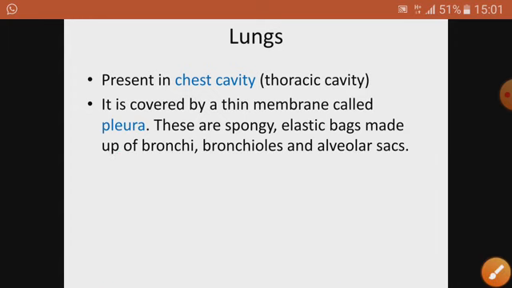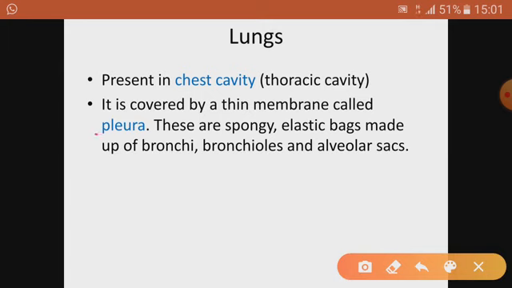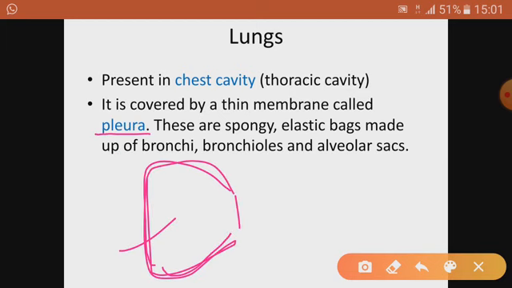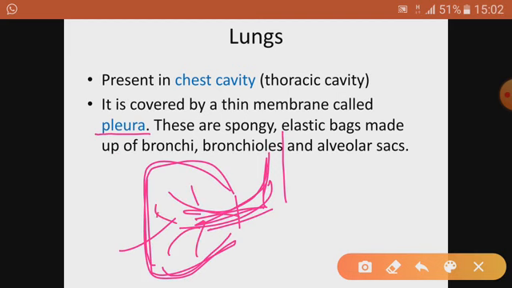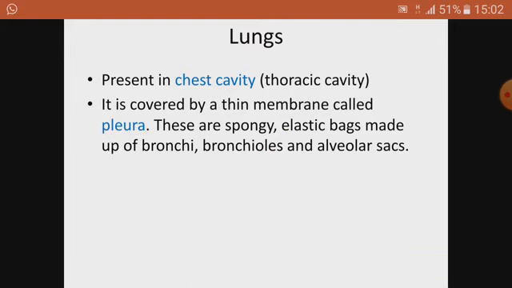Now lungs are covered by a thin membrane known as pleura. Very important point, pleura. Lungs have a thin covering outside them. This is called pleura. These are spongy elastic bags made up of bronchi, bronchioles and alveolar sacs. You know what is there inside. Here the trachea divided into bronchus, then bronchioles and alveoli. These are present in the lungs, so they are part of the lung only.